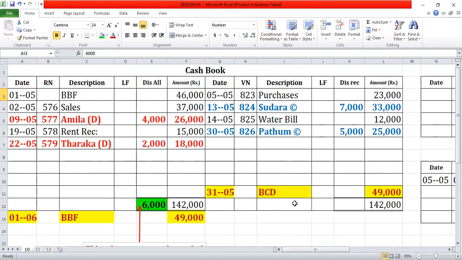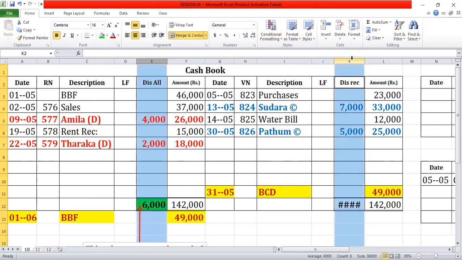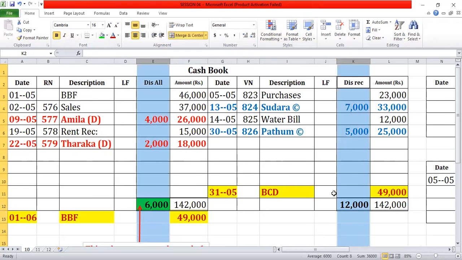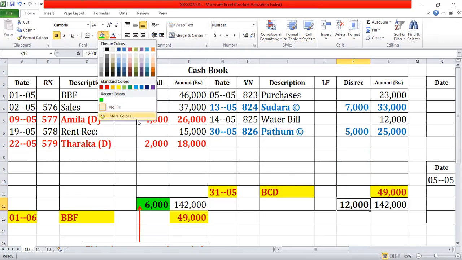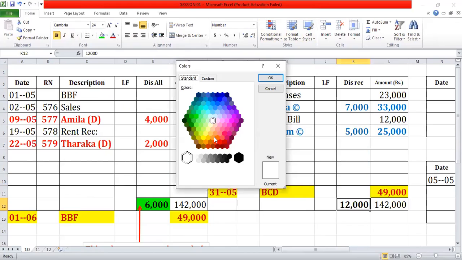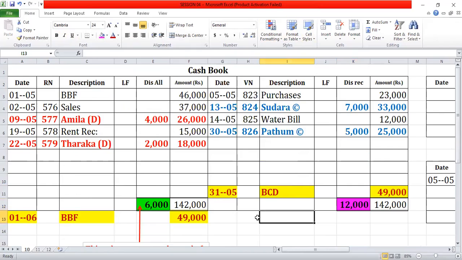Let's do the same thing for creditors. Sorry, that is received discount. The total is 12,000. I'm going to highlight it with this color, 12,000.